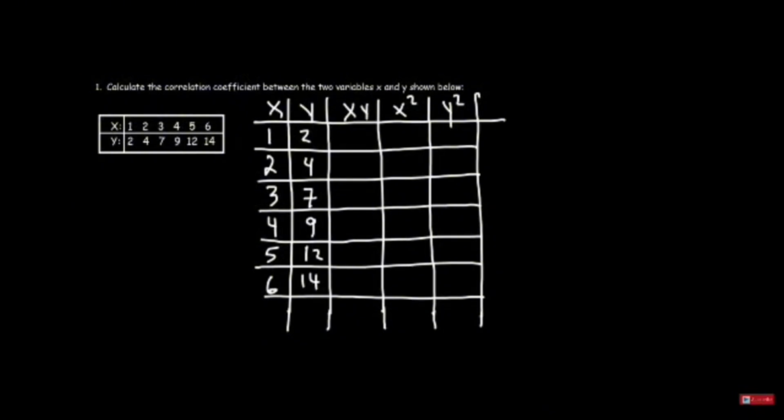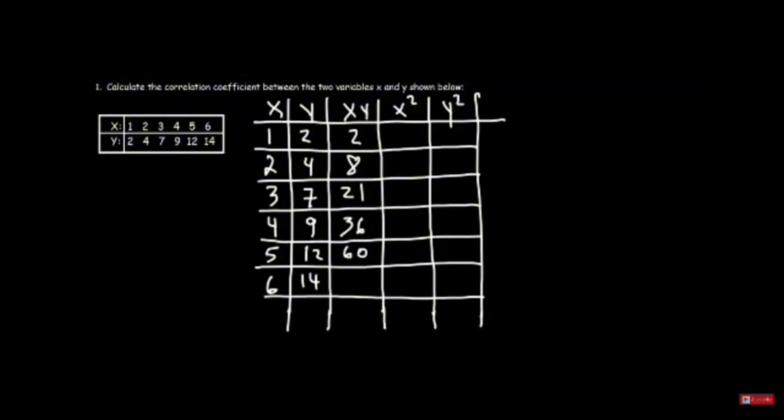Moving on to the next column, we need to multiply x and y. So 1 times 2, that's going to be 2. And then if we multiply 2 and 4, we're going to get 8. Next, we're going to multiply 3 and 7, which is 21. And then 4 times 9, that's 36. 5 times 12 is 60. And then 6 times 14. 6 times 10 is 60.